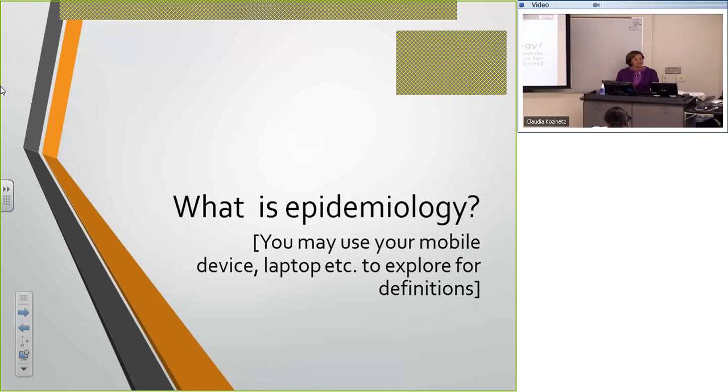Mm-hmm. Okay, so you did add to that definition. Any other additions? Yes. The study of diseases, their determinants, their deterrents, and their distribution in the population. How many? Did you have 4 Ds in there? There you go. Yeah. That's a good way to remember things.